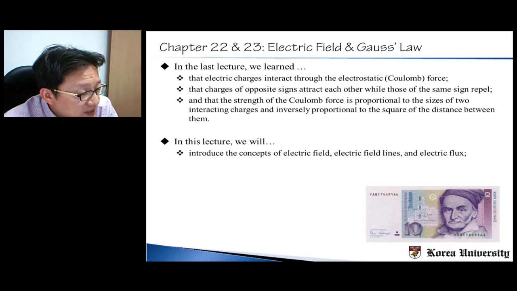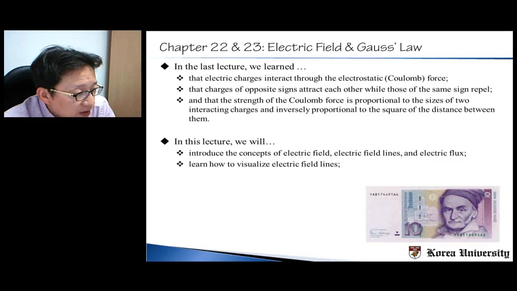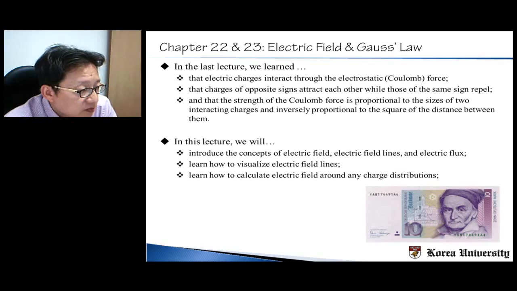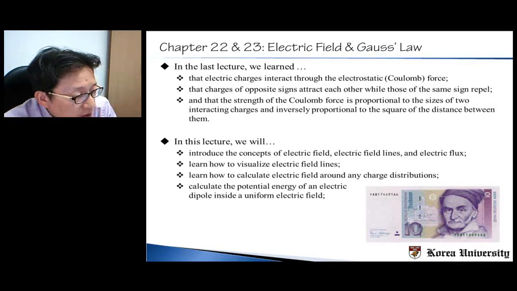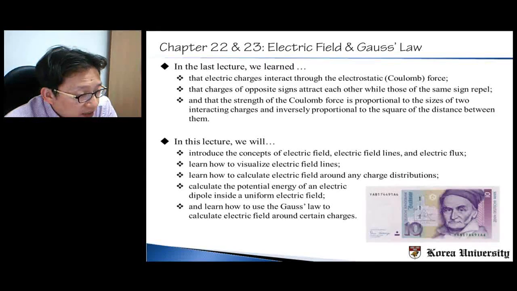Now, in this lecture, we will introduce the concept of electric field lines and electric flux, and learn how to visualize electric field lines. We will also learn how to calculate electric field around any charge distributions. Then we will see how to calculate potential energy of an electric dipole inside a uniform electric field. And we will finally learn how to use the Gauss law to calculate the electric field around certain charges.